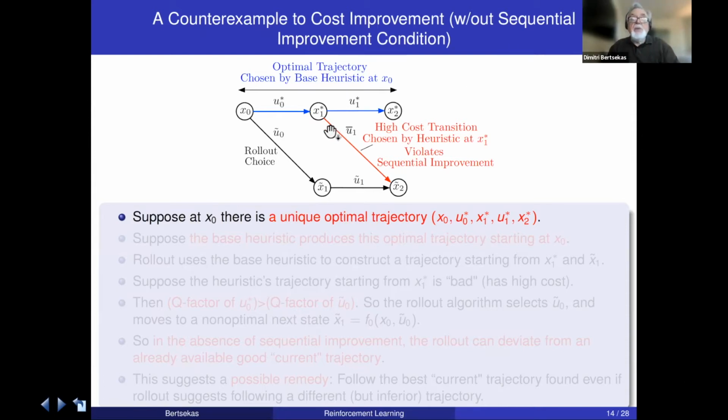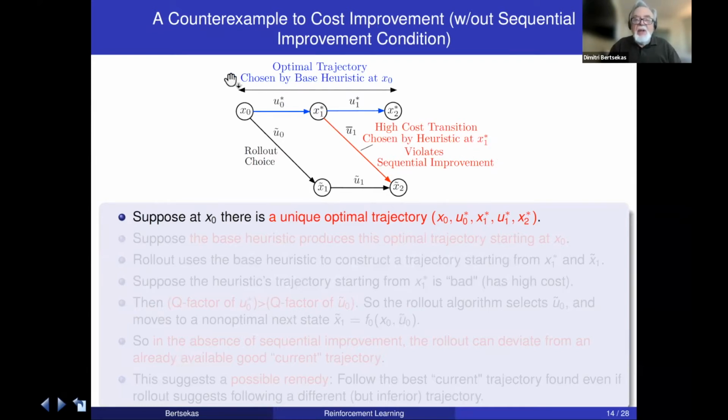So in this example, we have two stages: an initial state x0, two intermediate states x1 star and x1 tilde, and two final states. And there are two controls at x0, two controls at x1 star, and one control at x1 tilde. Now, okay, the structure here is such that this particular transition is high cost, okay?